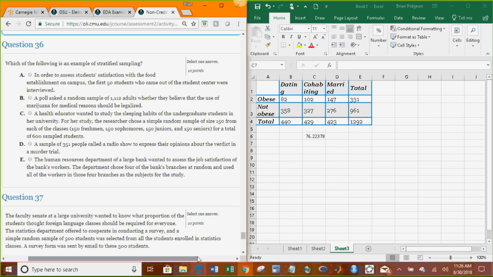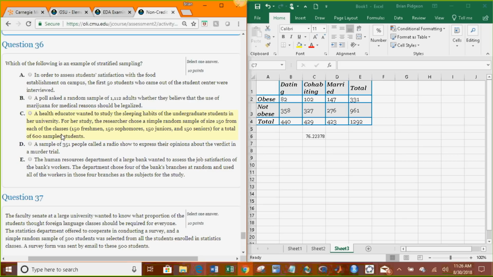So with stratified, we sample from every group. From cluster, we sample everybody within a cluster. So in order to assess student satisfaction with the food establishment on campus, the first 50 students that come out of the student center were interviewed. That will be a convenience sample.